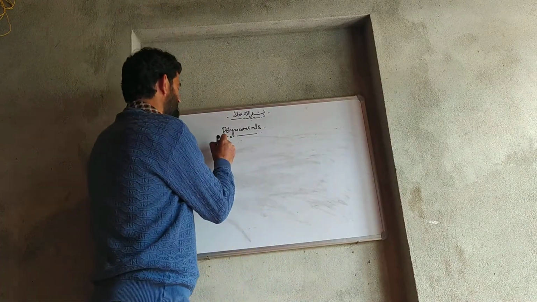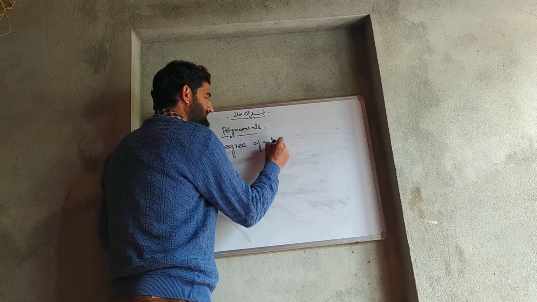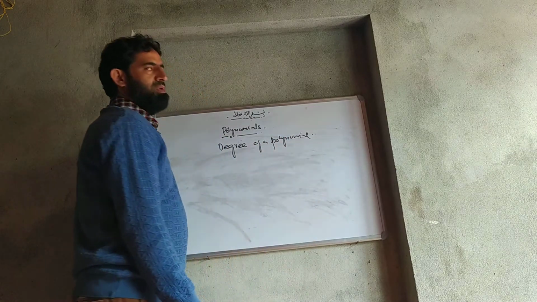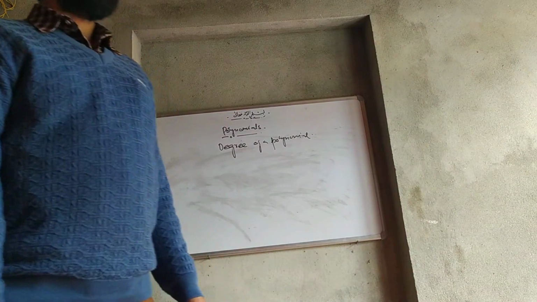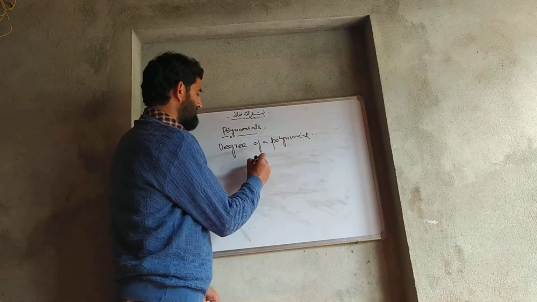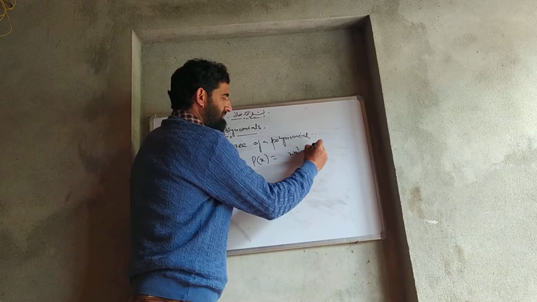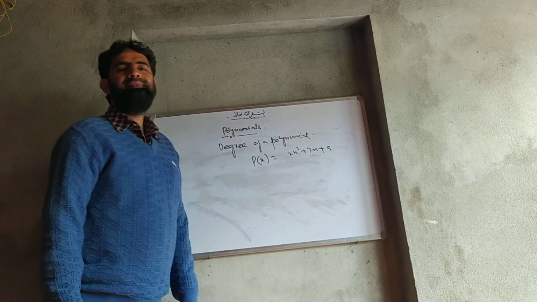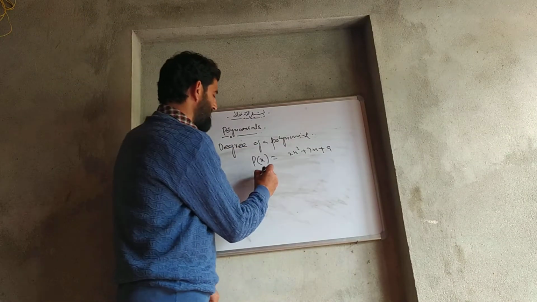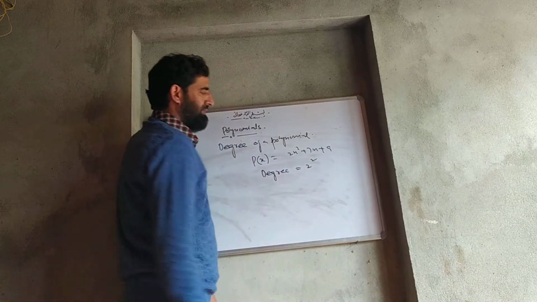Now what is the degree of a polynomial? This is very important. The degree of a polynomial is the highest power of the polynomial. Suppose we consider this polynomial in x: 2x square plus 7x plus 9. Here the highest power is 2, so the degree of this polynomial is 2.